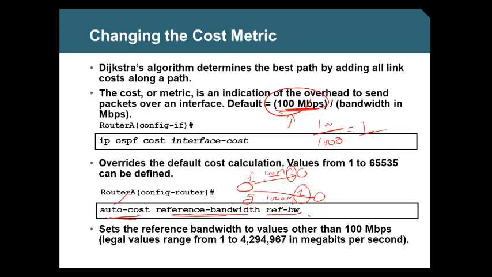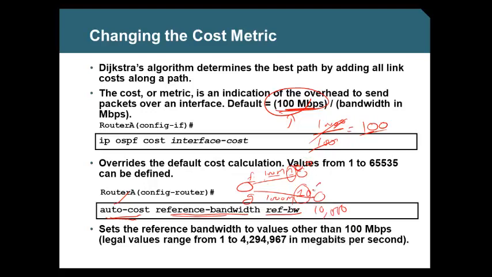Now, if you change it to 10,000, this becomes 10, and this becomes 100. The bandwidth on the fast Ethernet port is 100. So 100, you cut this 20, then you get 100. So here it is 100. Here it is 10. Which one is cheaper? Going via gig Ethernet is cheaper.